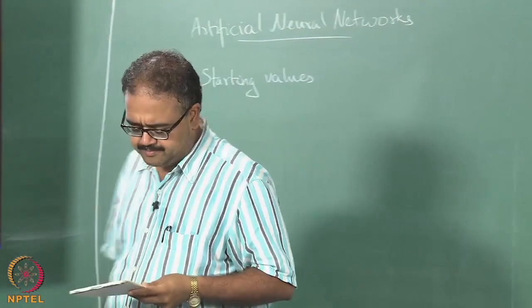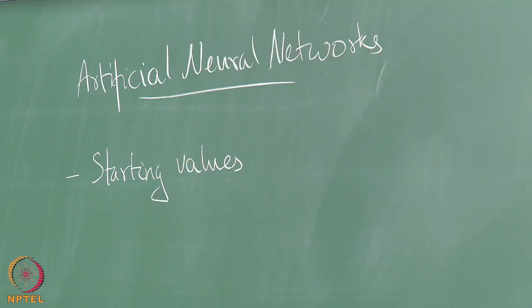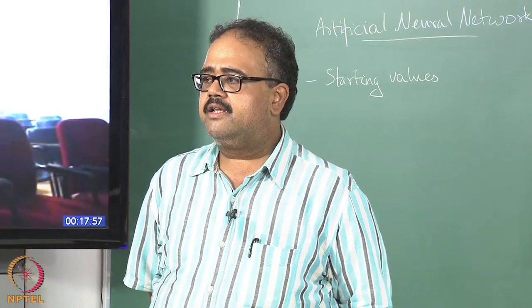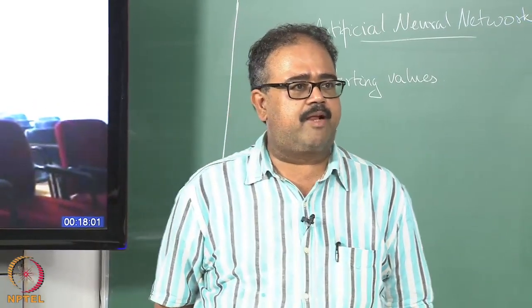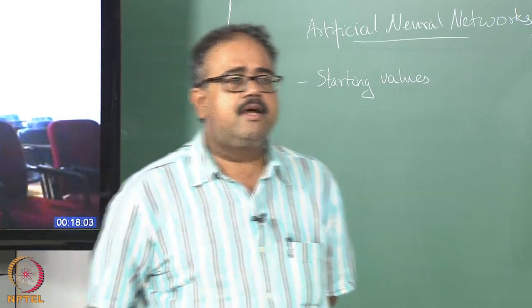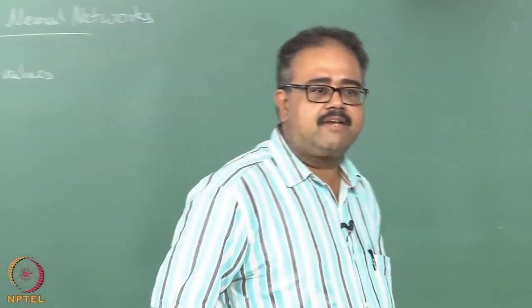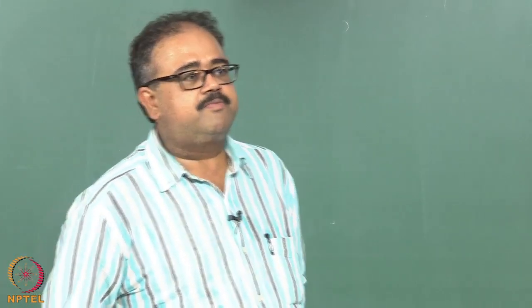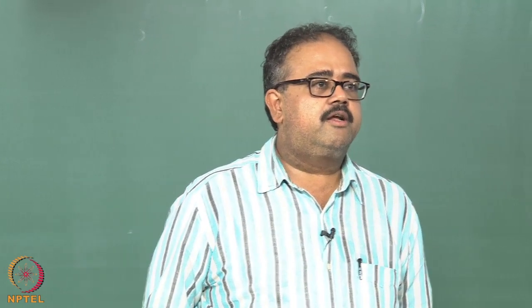The first thing concerns the starting value of the weights. You have all these alphas and betas, this whole set of parameters in a neural network. We talked about gradient descent, but gradient descent starts at some point in the weight space. So you need to have an initial guess for what your alphas and betas should be.